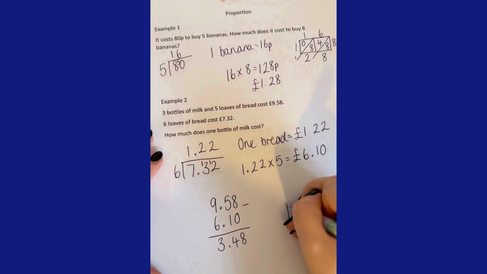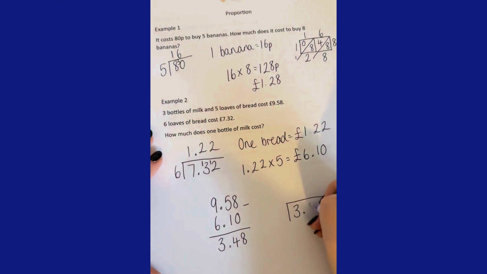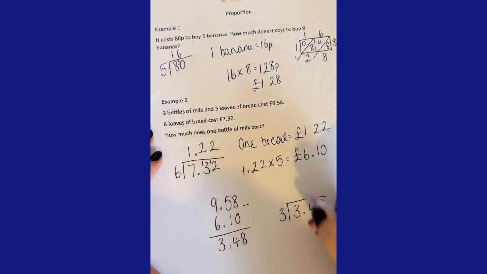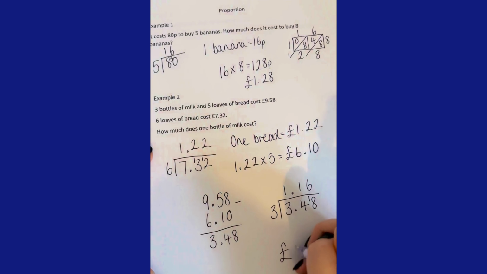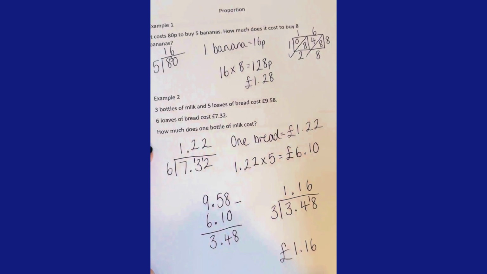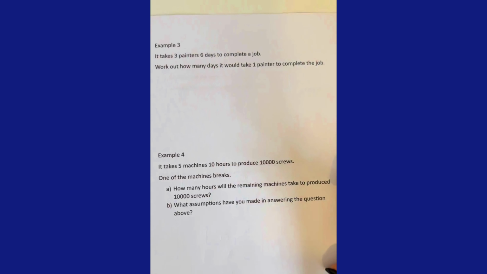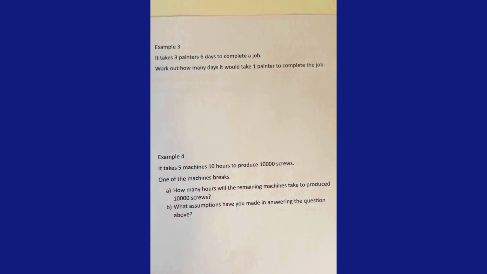So what I then want to do is £3.48 divided by 3. 3's go into 3 once, remember to raise my decimal. 3's go into 4 once, remainder 1, and 3's go into 18 6 times. So 1 bottle of milk costs £1.16.